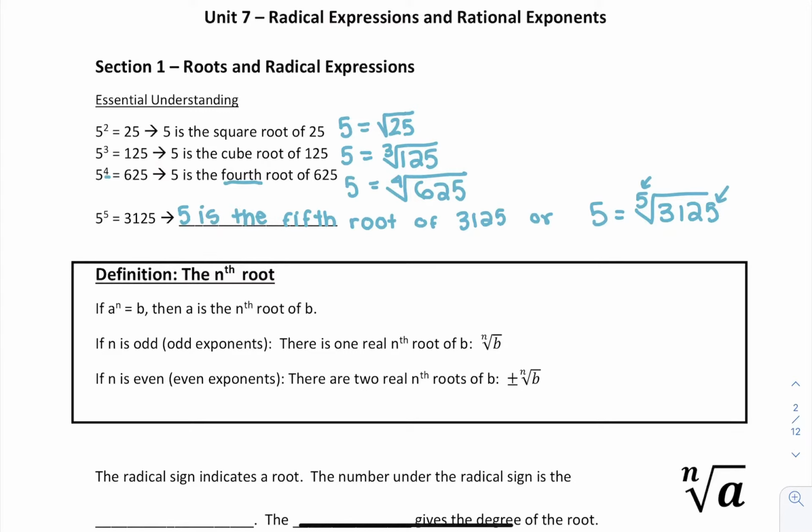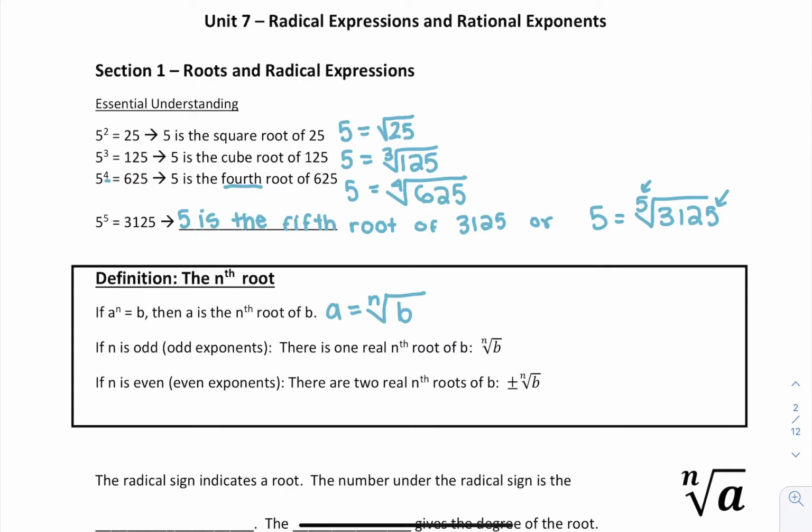So we're going to define this for the nth root. What that means is if we don't use 2, 3, 4, 5, we use n. So if a to the n equals b, then a is the nth root of b. So a is equal to the nth root, we kind of tuck it in that little corner, of b. And we're going to learn what that little corner means in a minute.